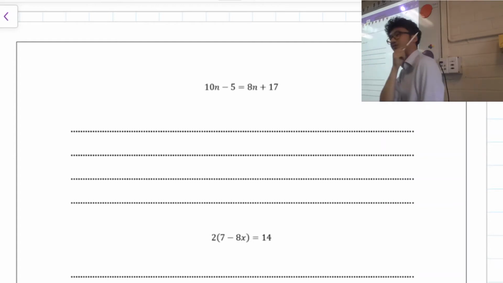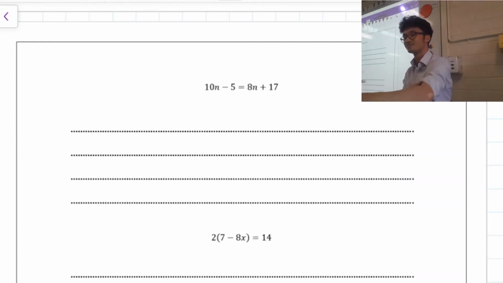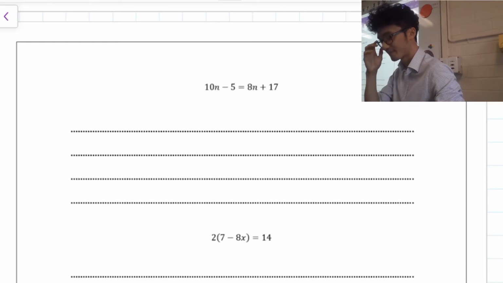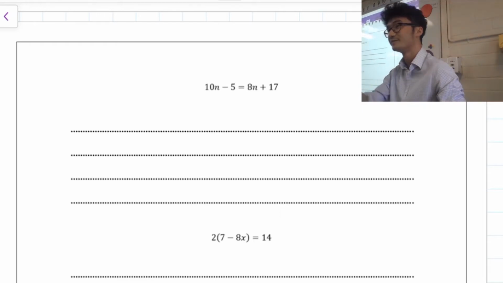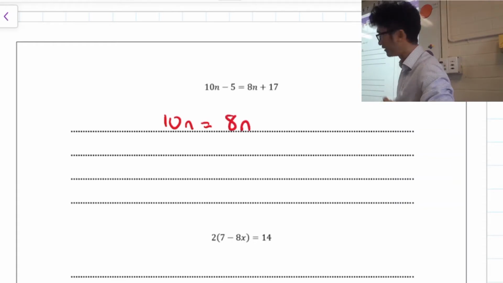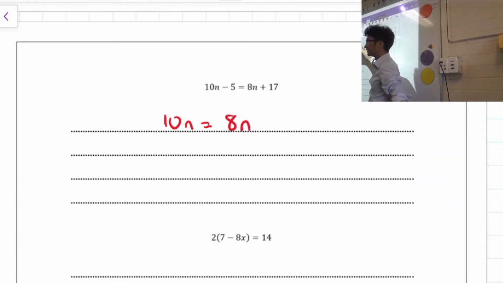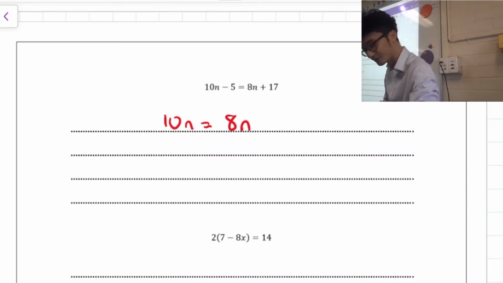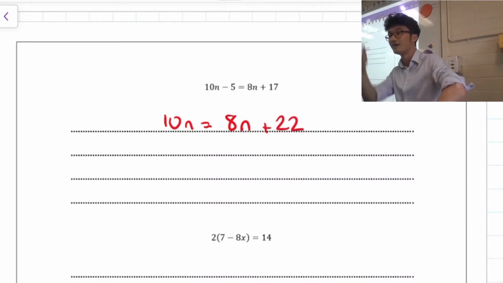George, what did you try for this one? How I ended up doing it was I plus 5 from both sides first. And then I minus 8n from both sides. So you add 5 to both sides. So that's going to go away. And what happens to this? That becomes 22. Perfect.